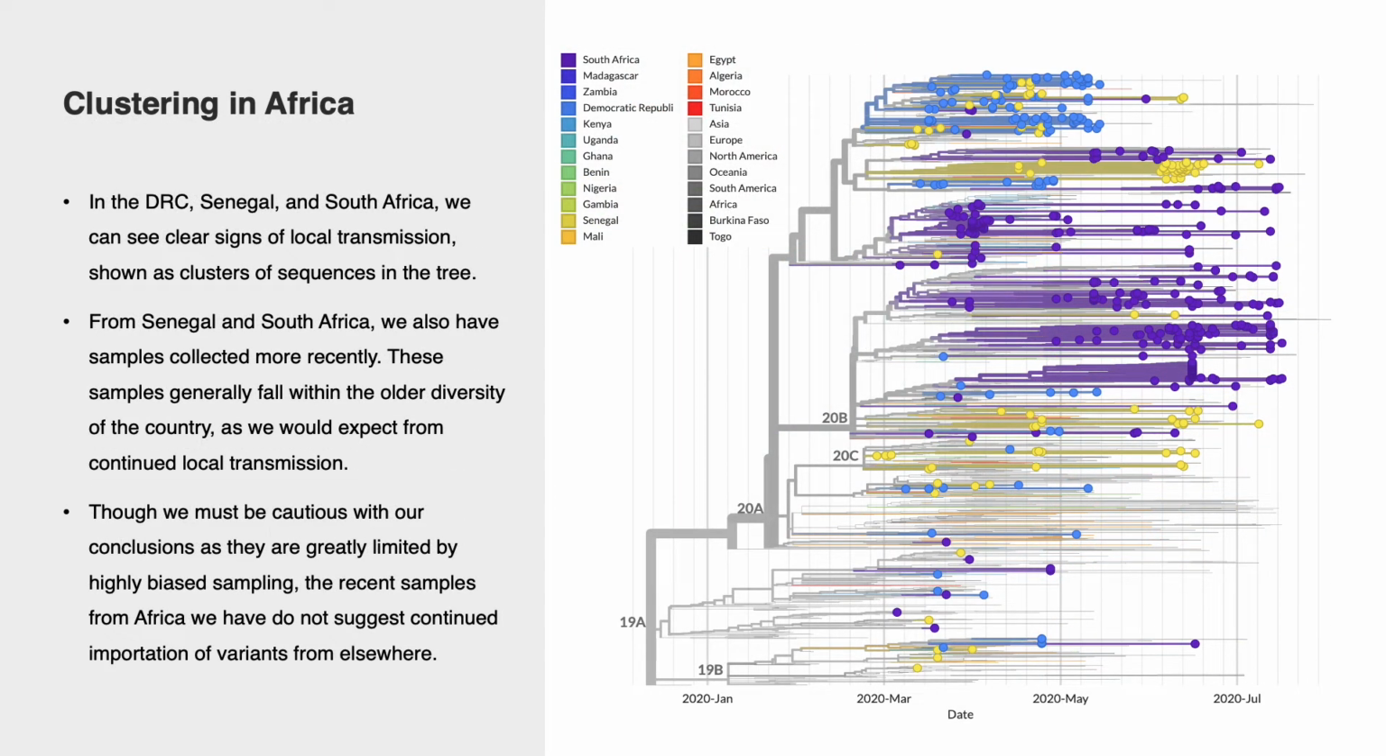In the DRC, Senegal, and South Africa, we see clear signs of local transmission, shown as clusters of sequences in the tree. From Senegal and South Africa, we also have samples collected more recently. These samples generally fall within the older diversity of the country, as we would expect from the continued local transmission. Though we must be cautious with our conclusions, as they are greatly limited by highly biased sampling. The recent samples from Africa we have do not suggest continued importation of variants from elsewhere. This finding likely reflects the continued restrictions in movement globally.